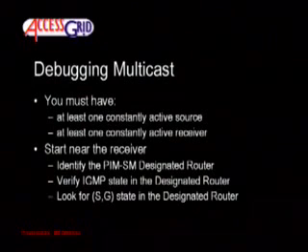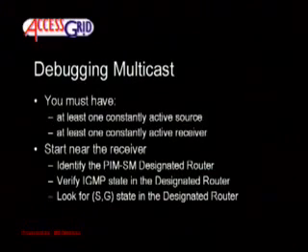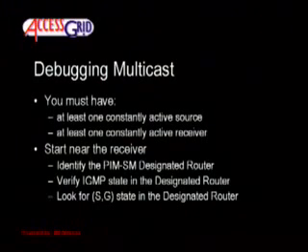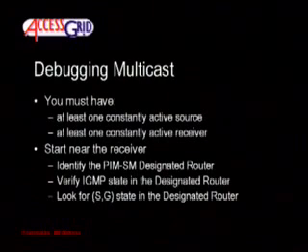So what you must have is at least one constantly active source, and at least one constantly active receiver. Otherwise, the MSDP state doesn't get created, the PIM sparse mode state doesn't get created, and you cannot debug this without an active source and an active receiver. Once you've got that pair of requirements met, you can start near the receiver.